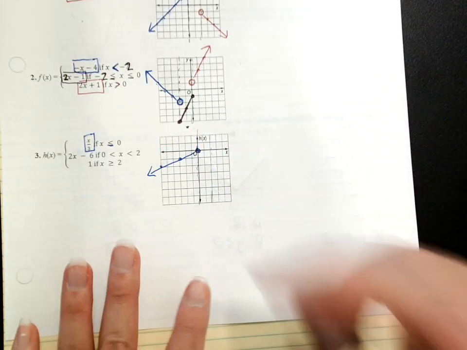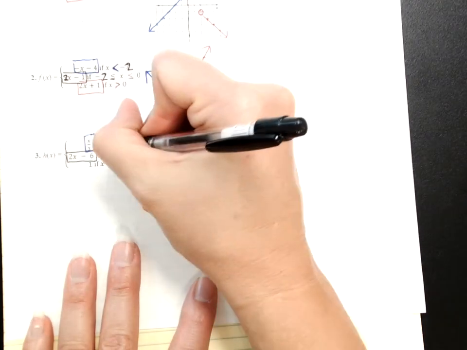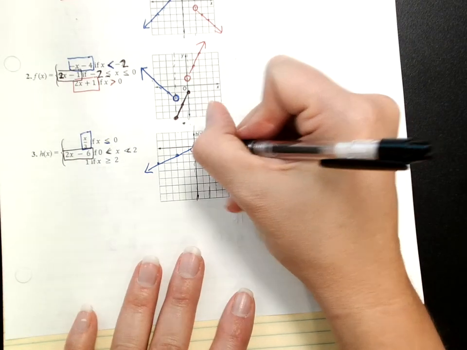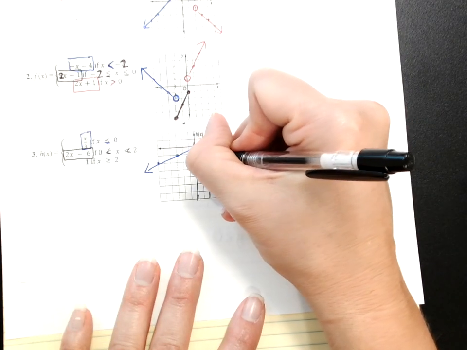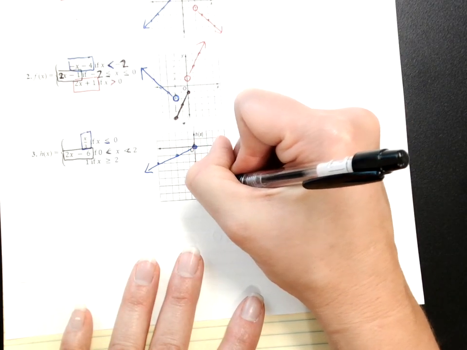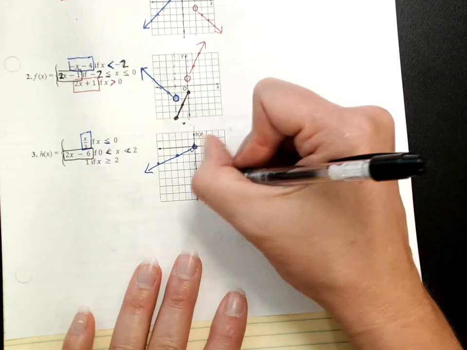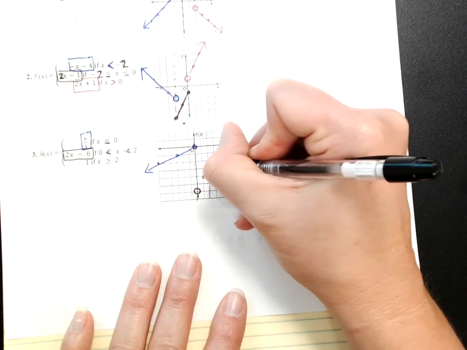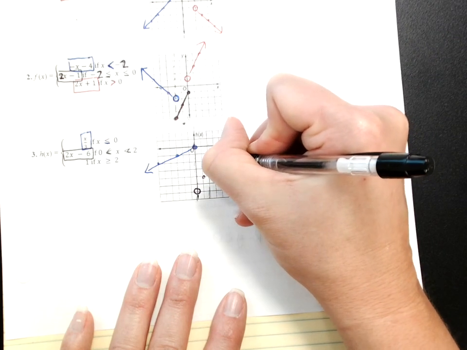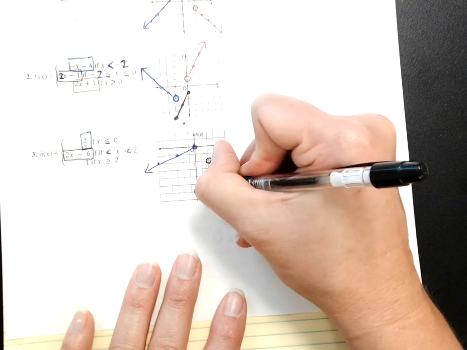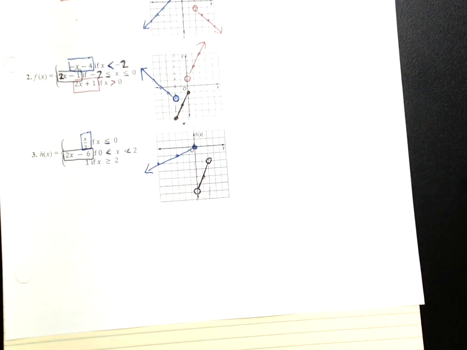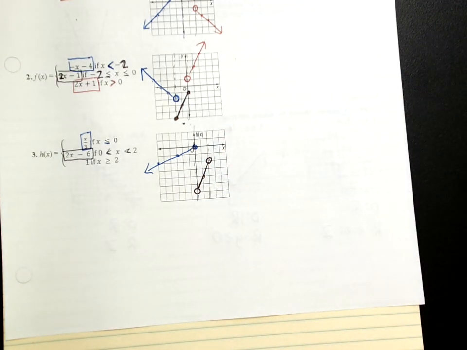The next portion of this equation, 2x minus 6, only between 0 and 2. Notice it's not equal to. So my y-intercept negative 6, 1, 2, 3, 4, 5, 6, open circle, because it's not equal to. My slope is 2, up 2 over 1, up 2 over 1, another open circle, also not equal to, connecting those 2 points. That is the only portion of this graph that actually exists.